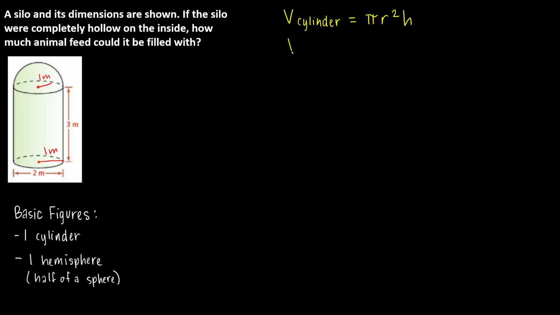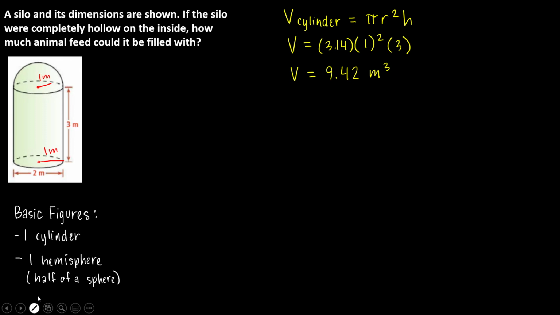So the volume of this cylinder is going to be pi, and I'm going to use 3.14 for pi, times the radius, which is 1 squared, times the height, which is 3 meters. And so when we multiply all of this together, and calculators are totally fine for this, we are going to get 9.42 cubic meters. So the cylinder volume has been found. Now we need to go on to the hemisphere.